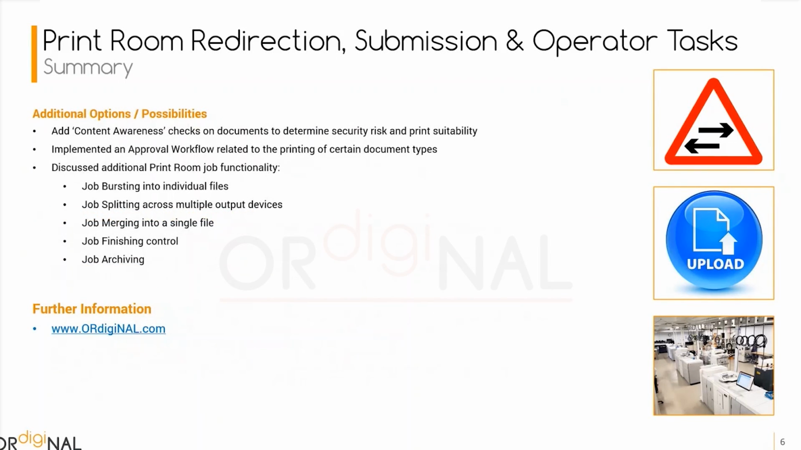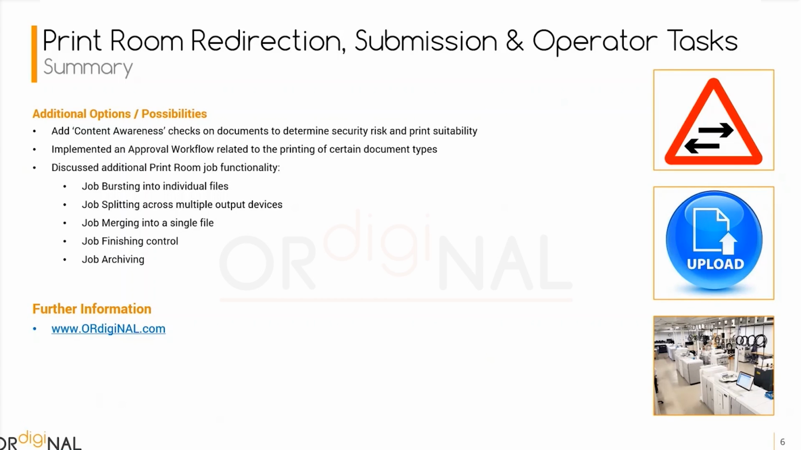There were some other things that we could have done. We could have added some content awareness checks to the workflow to determine what the document type was, maybe looked at what was in the document and determined security risk and print suitability, blocking the job if necessary. We could have implemented an approval workflow related to certain types of document, making sure that a decision was made, maybe by a supervisor, as to whether documents should be printed.